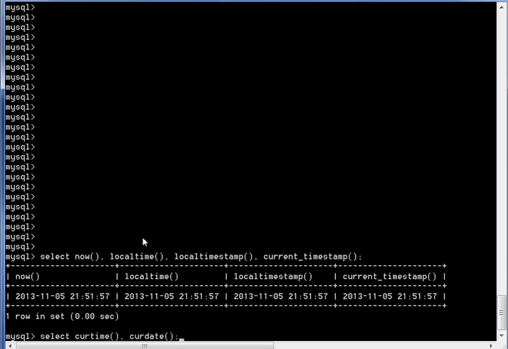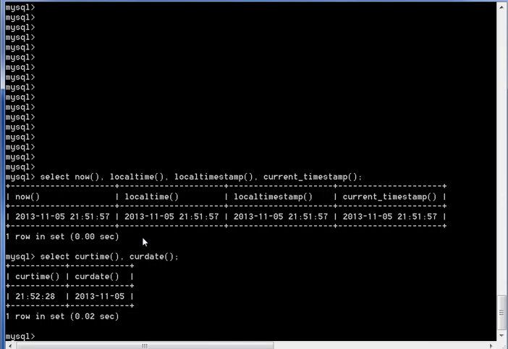Their cousin pairs, current time or curtime and current date or curdate, do so also, but they provide only a time or date value, not a full date time. And in the section on time zones, we'll see yet more functions for now that work in UTC. Now, the other common case is creating a date from an entered string, which you can do with str_to_date.